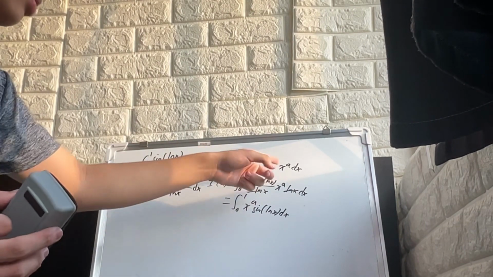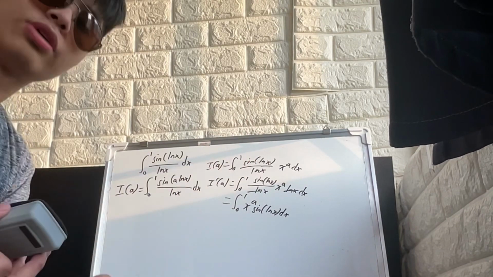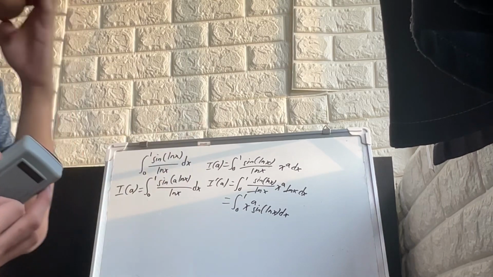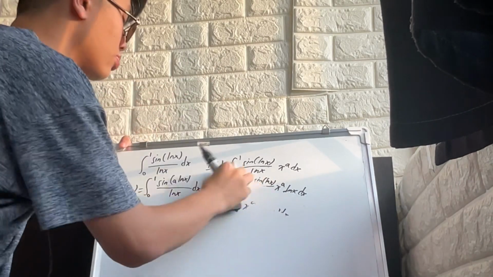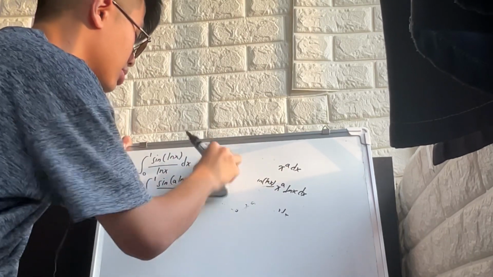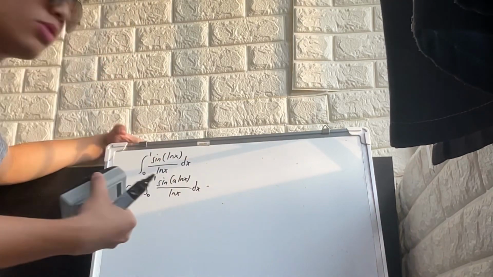Because when A is equal to 1, it's just our original. We cannot use other numbers either, so we cannot choose this. We do not know what the solution of this is, what the answer of this is: sine of Lnx over Lnx from 0 to 1.